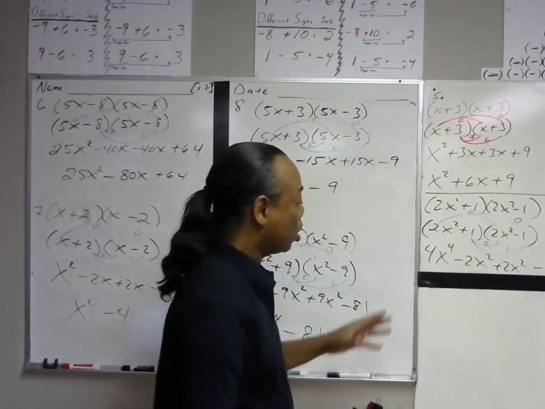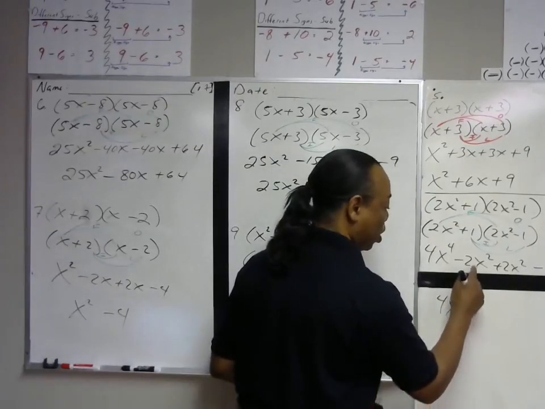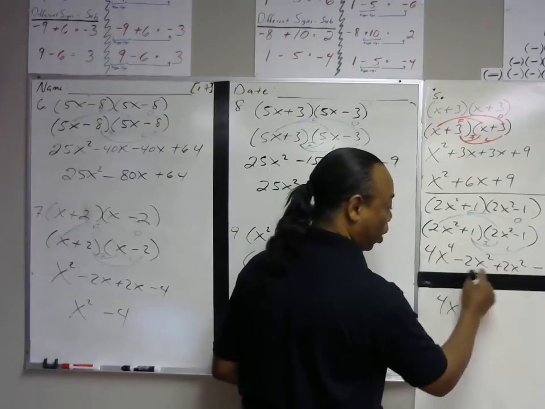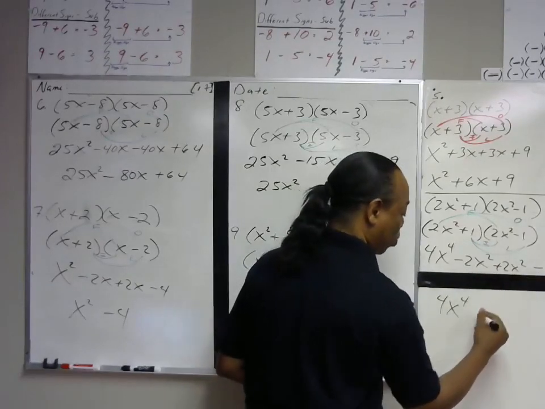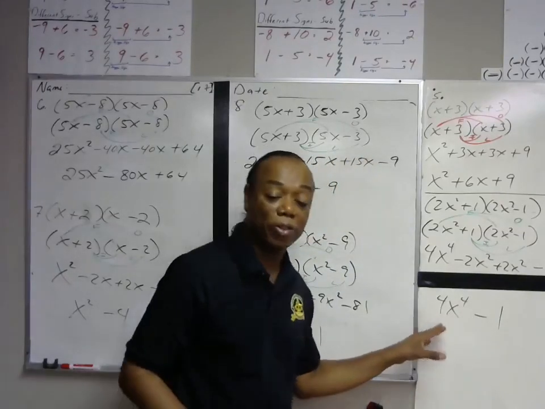Okay. Collecting like terms, we'll get 4x to the fourth power. The x squared terms will cancel, negative 2x squared, positive 2x squared, and we're left with the negative 1. Which again, this is a binomial called the difference of two squares.